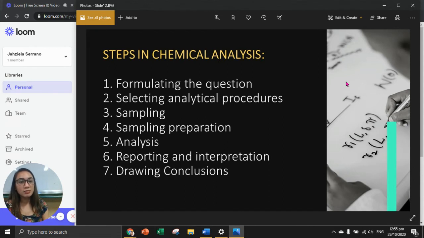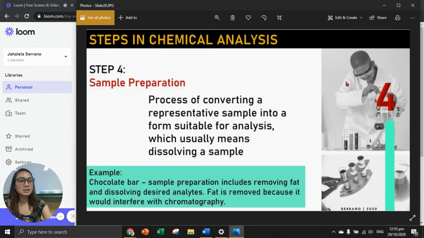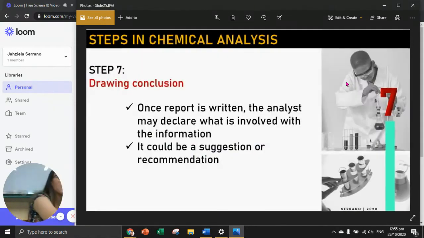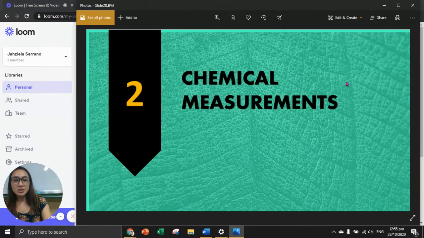Ibig sabihin, everything that you've read, everything that you think or you understand, and everything has to be based on an evidence or your results. And then you can put there lahat ng recommendations nyo, lahat ng suggestions nyo. So that is chemical analysis. Okay? So next, we talk about chemical measurements.